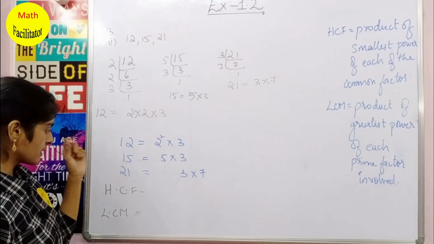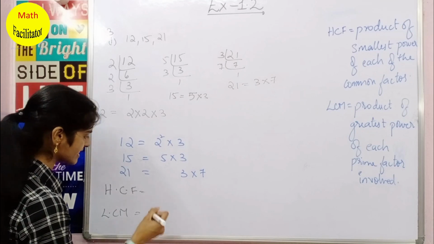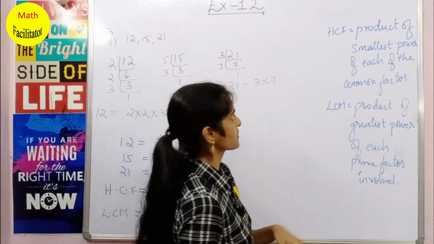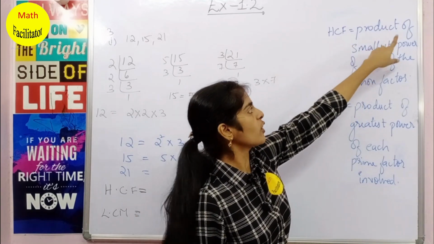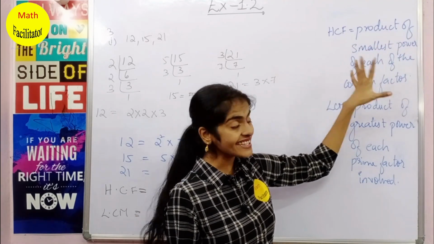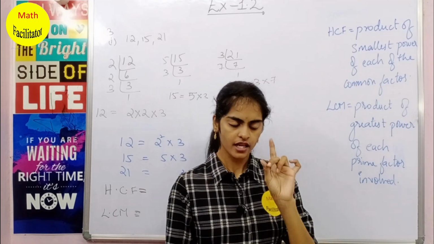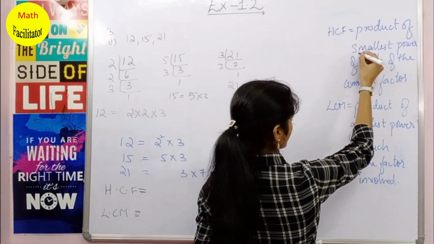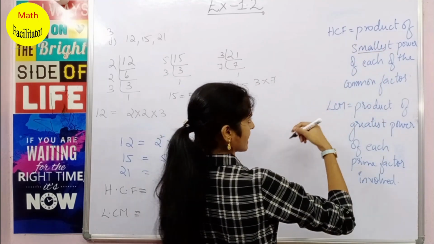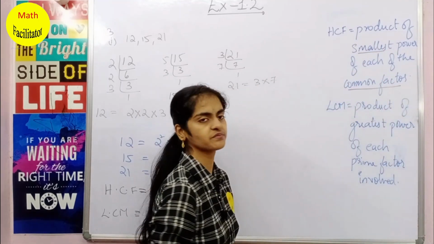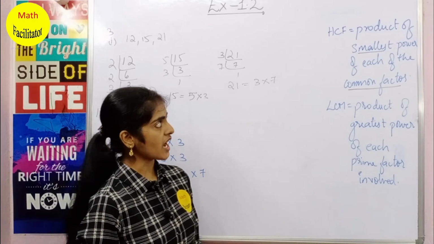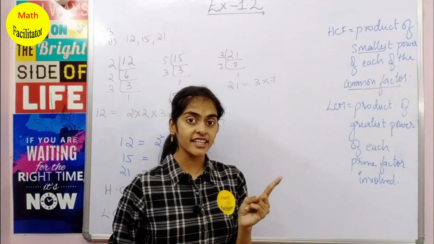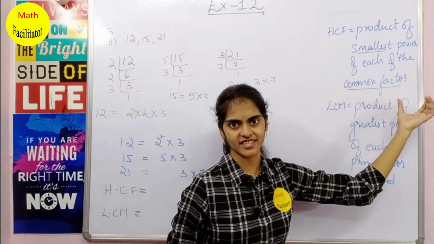Okay, now coming to HCF, I'll tell you a very easy method for you to remember. Look here, HCF is nothing but the product of the smallest power of each of the common factors. So there are two terms to remember: the first is smallest, and the second is common factor. You have to find the smallest power of the common factor. Mind you, it is the common factor.